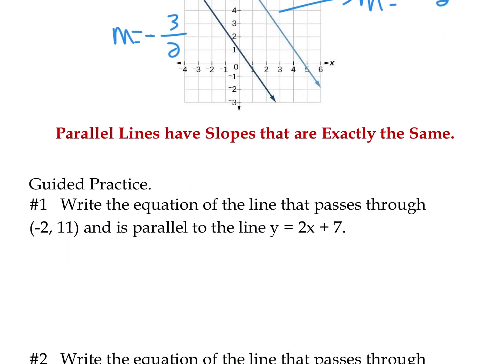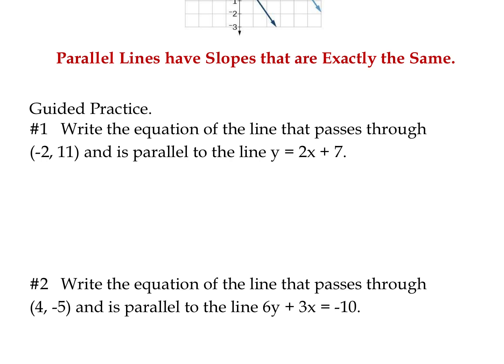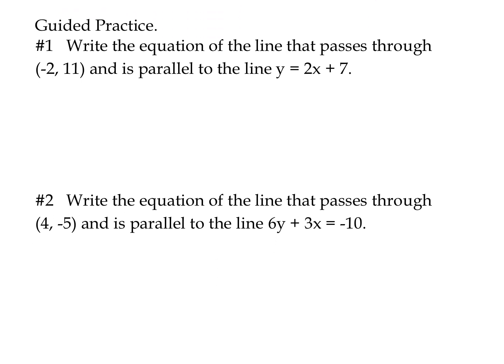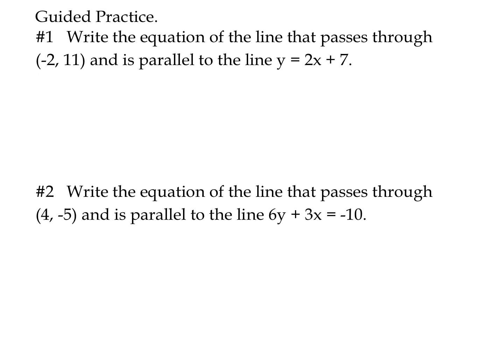So we can use that in a situation like we see here. We want to write the equation of a line that passes through a point and is parallel to another line. So here we want to write an equation that's parallel to this line. If it is parallel to that line, it's going to have the same slope, a slope of 2. And we've got the point negative 2 comma 11.